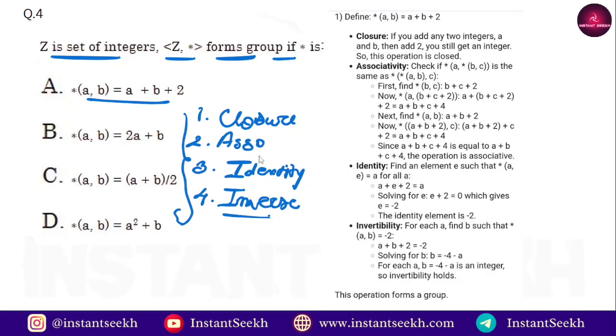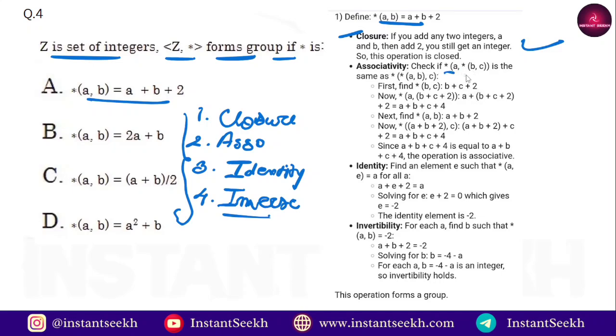So option number 1, define. First we will check for the closure. For closure, what it is stating is, if you add any two integers a and b, then add 2, you still get an integer. So this is true, which means the closure rule is satisfied.